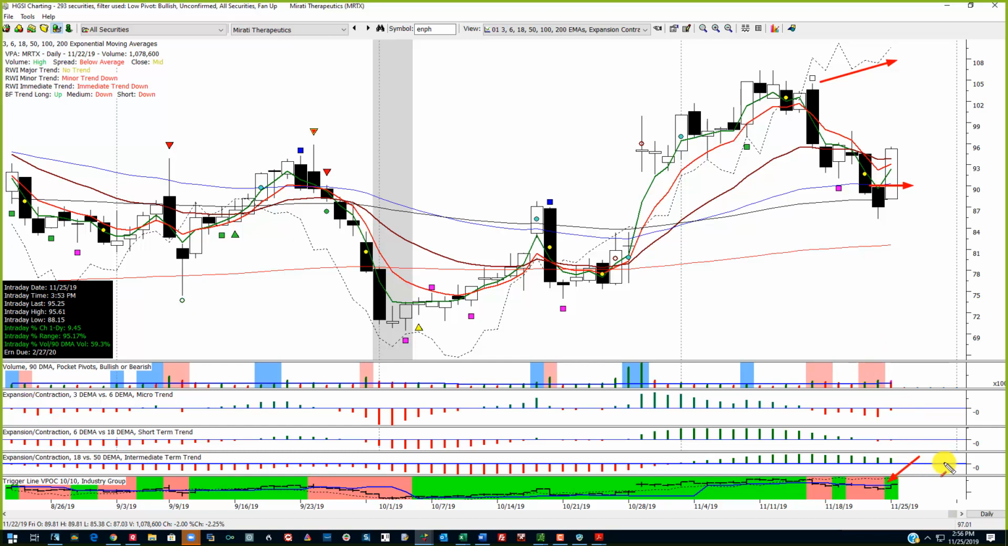Volume point of control turned positive. I can look at the expansion contraction windows. This stock has been under contraction, which corresponds to the 3 crossing down through the 6. Now, when this goes back up through there, this histogram will go above the 0 line. But the early buy is today right here.